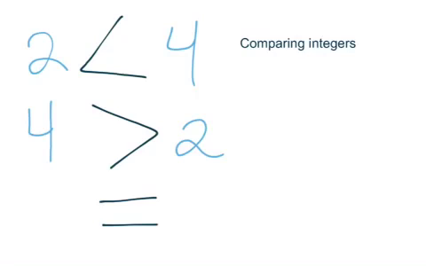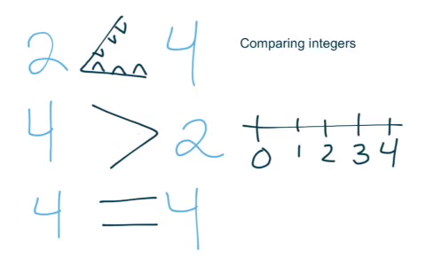Now you might have thought of these as little alligator mouths before. I'll draw some teeth in. And you think the alligator is always hungriest for the bigger number. So his mouth is always open to the number that's bigger. That's a good way that I've always used to remember which way those signs should go. The last is the equal sign. So the number on either end of the equal sign will always be the same. 4 equals 4. You can always reference a number line to figure these types of problems out also.